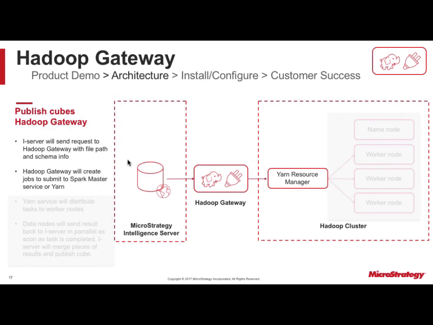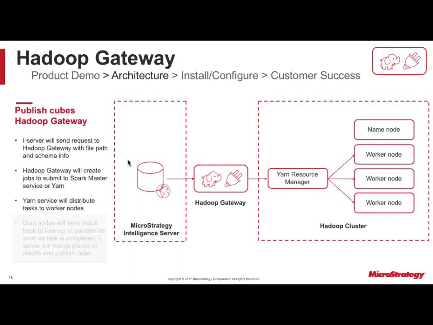Then the Hadoop gateway will create jobs to be submitted to Yarn. These jobs in our code are called the BDE requests, and these will be submitted via an HDFS protocol. Then the Hadoop gateway server will inform the Spark master node, which will then inform all the different worker nodes to fetch the data and perform any data wrangling that needs to happen.